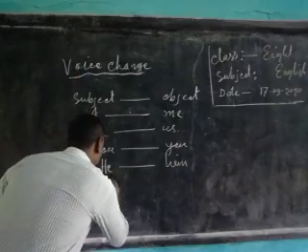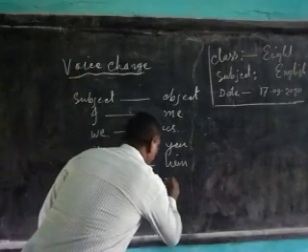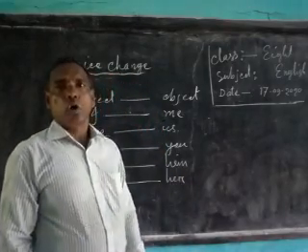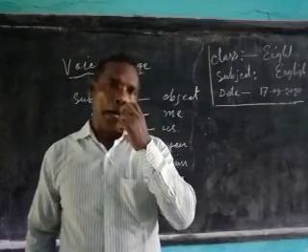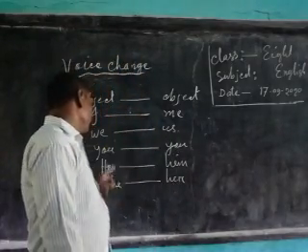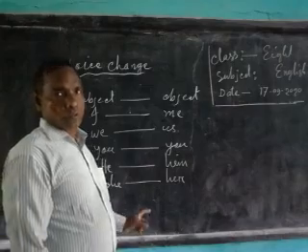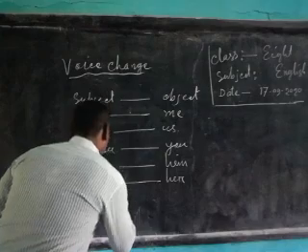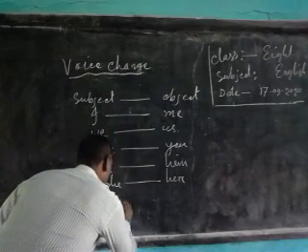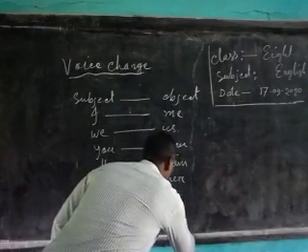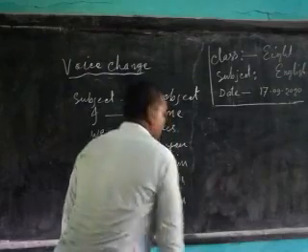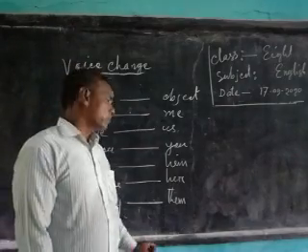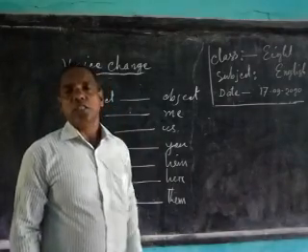Subjective form she and its objective form her. This is third person singular number. Subjective form they and its objective form them. This is plural number.